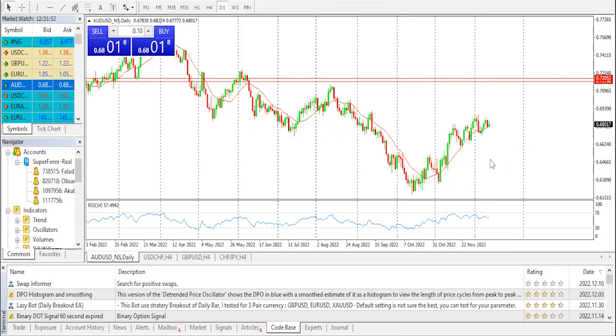And that's our technical analysis on today's currency pair, Aussie USD. Let's move over to the stock markets right away.